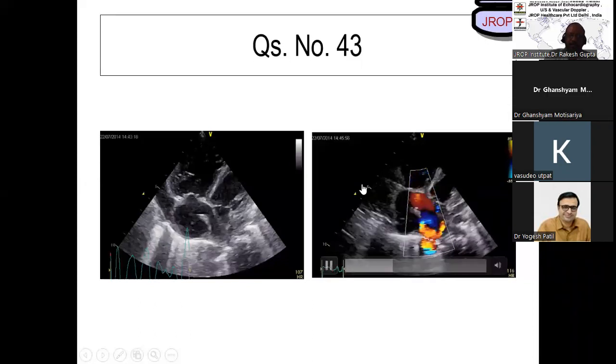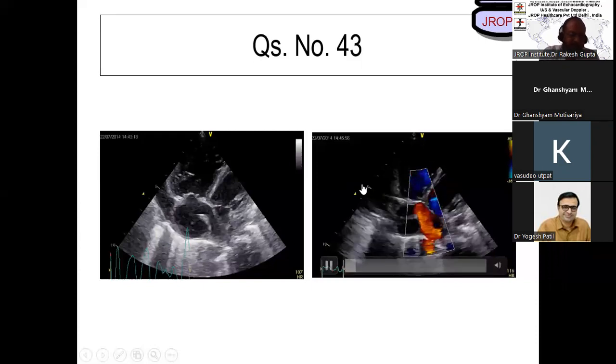So the Chiari network. No, there's no Chiari network. Chiari network is different. Yeah, it's in the right atrium, not in the left.